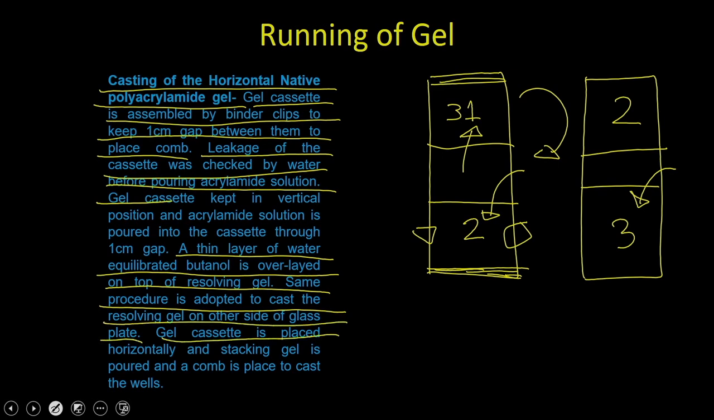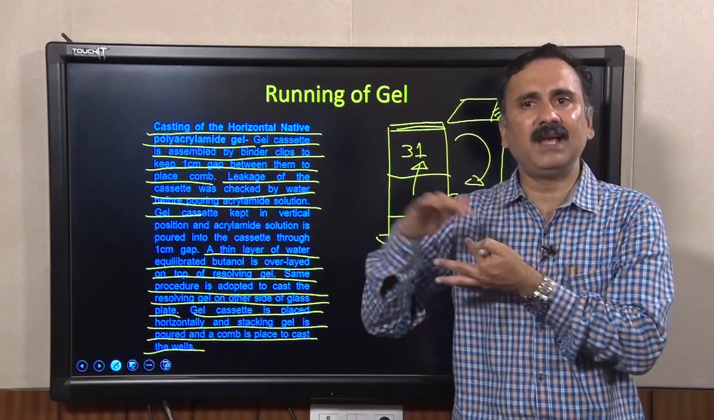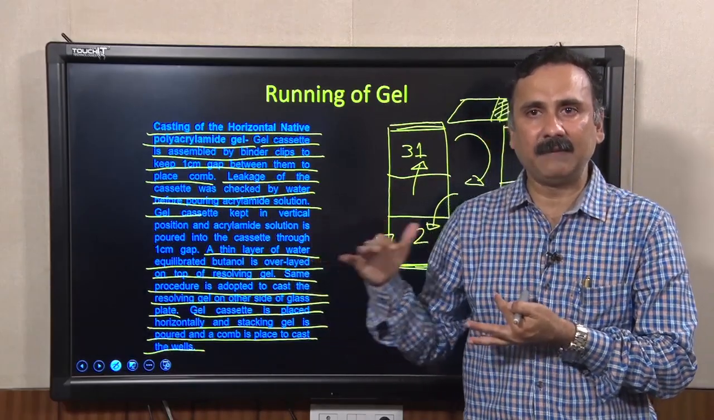The gel cassette is placed horizontally, the stacking gel is poured, and a comb is placed to cast the wells. Which means once all these things are done, you take the plate like this. So this side is cast, this side is cast, then you pour the stacking gel in between and put a comb. If you put the comb, the well is going to be prepared just as it was prepared for the DNA.